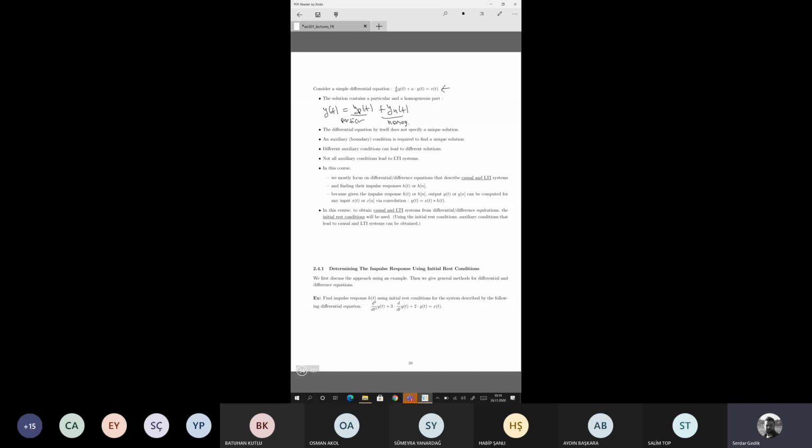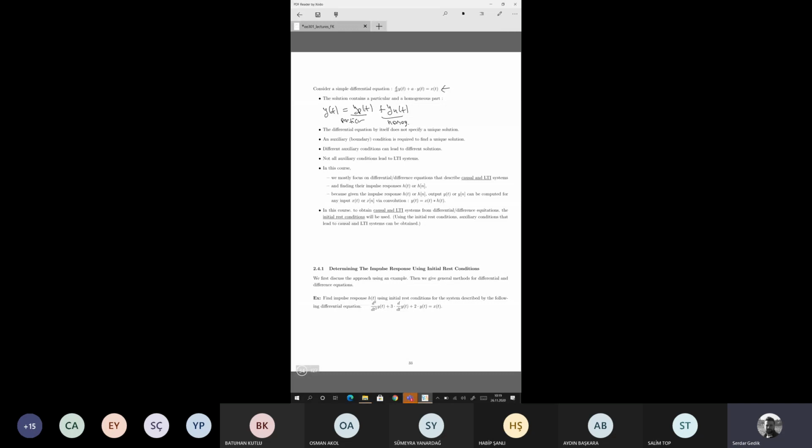And of course, we are interested in finding the impulse responses for differential and difference equations that describe causal LTI systems. We are interested in this because if we can find h of t and h of n for a differential or difference equation, I can find the output for any given input. So this is the case. In order to obtain causal and LTI systems for differential and difference equations, we will assume initial rest condition.